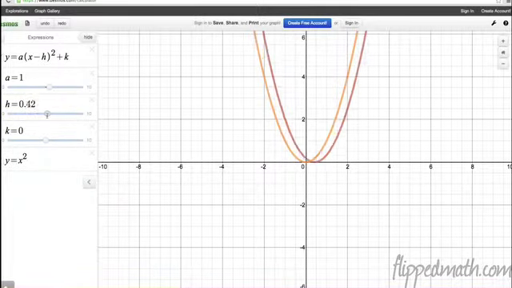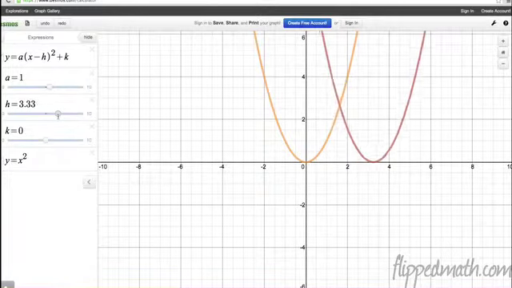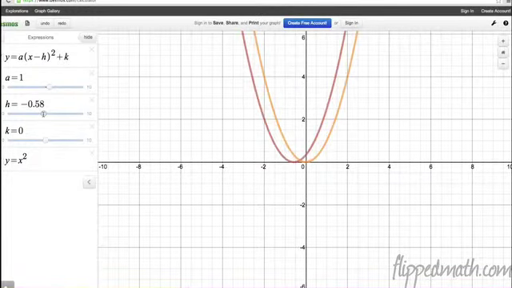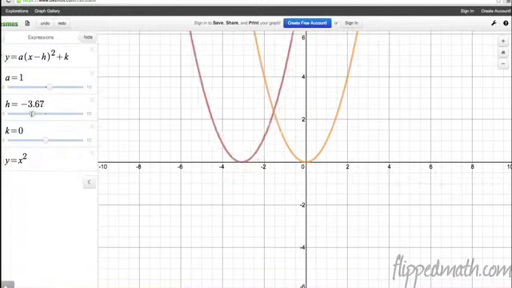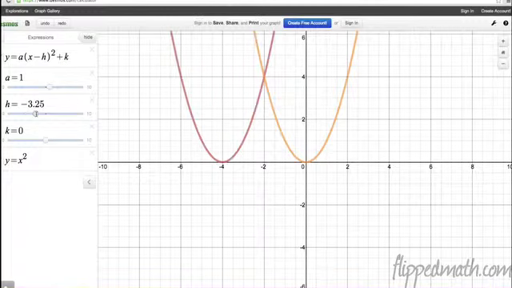So if I put a number in there, and you can see right now, as I make it positive, it actually does the opposite of what I would think. So instead of moving it to the left, it's moving it to the right. If I move it to the left, I go to negative numbers. That moves to the left. But a negative of a negative, it would really be a positive in here. It's kind of counterintuitive.